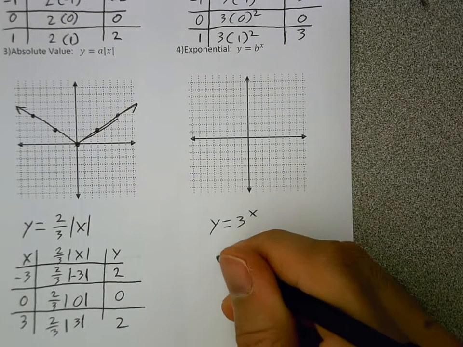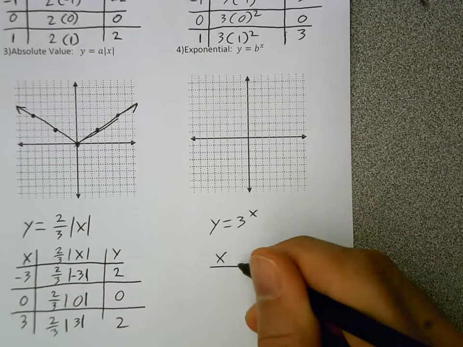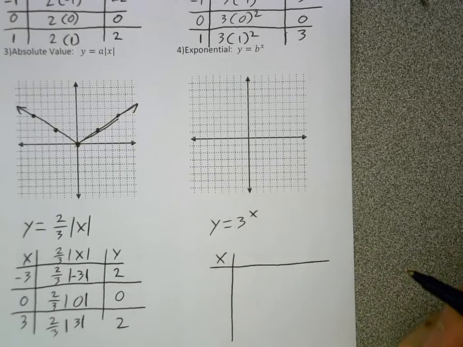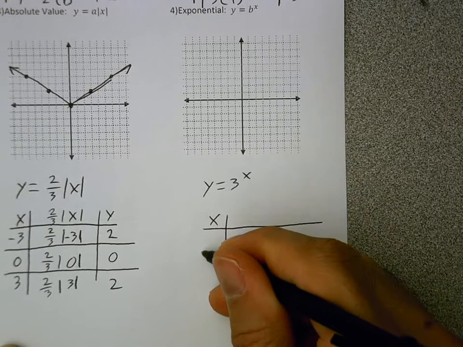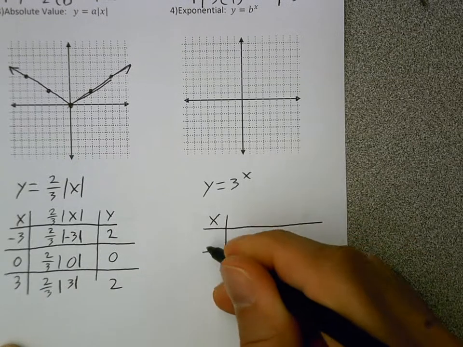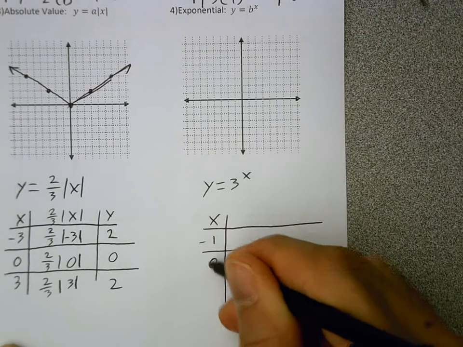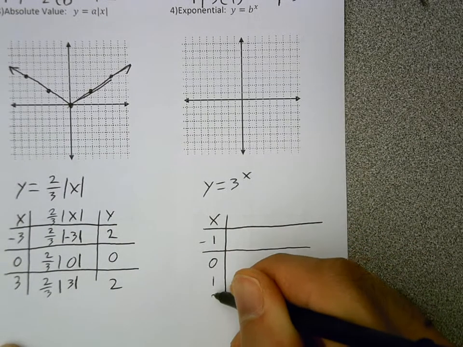So again, plug in whatever x's you want, but here don't put in big numbers because you'll quickly end up off the graph. I'm going to leave a little space here. I'll put in a -1, and then a 0, and a 1, and a 2.